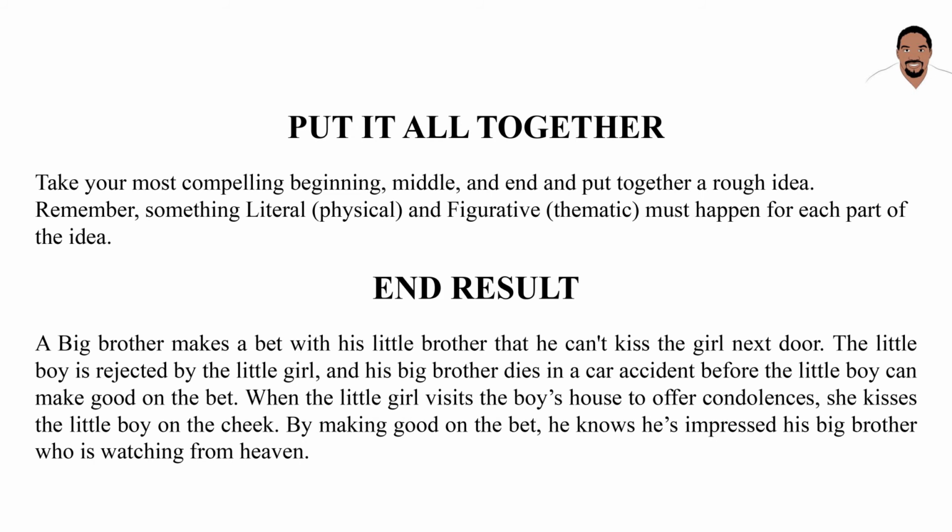Let me put those pieces together. Okay, here's the idea. It's a rough idea, and I'm going to have to clean it up. A big brother makes a bet with his little brother that he can't kiss the girl next door. The little boy is rejected by the little girl, and his big brother dies in a car accident before the little boy can make good on the bet. But finally, the little boy kisses the girl next door to impress his big brother. Okay, it sounds a little clunky, so let's try to make it flow a little bit. But we have the idea. Now we just have to make it all succinct and gel a little bit better.